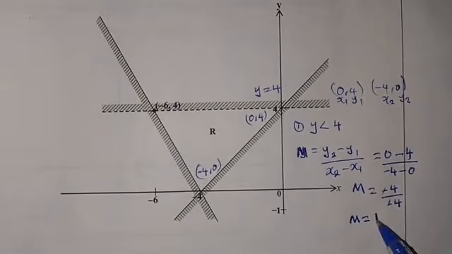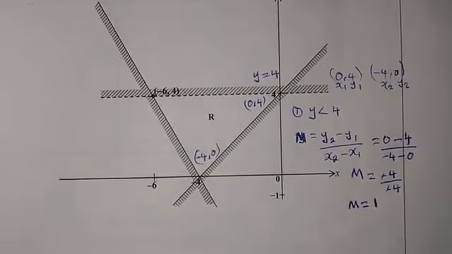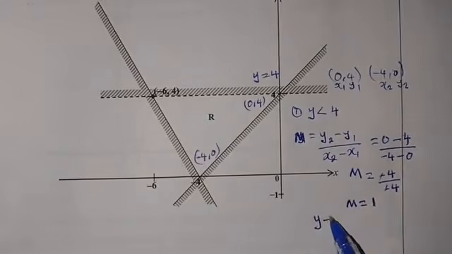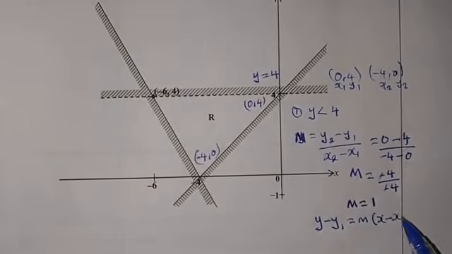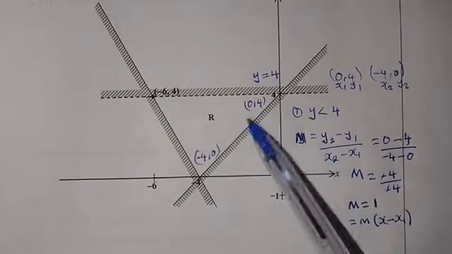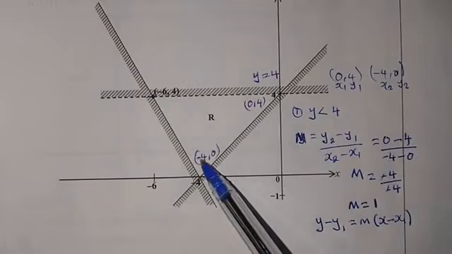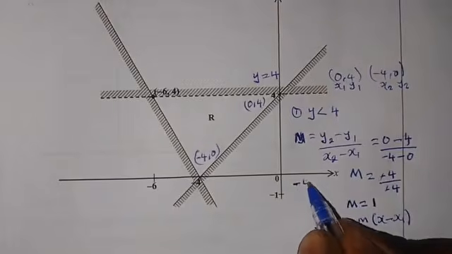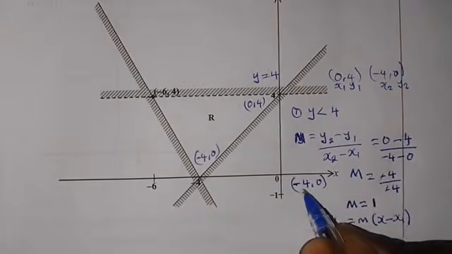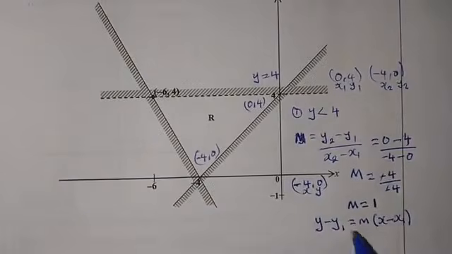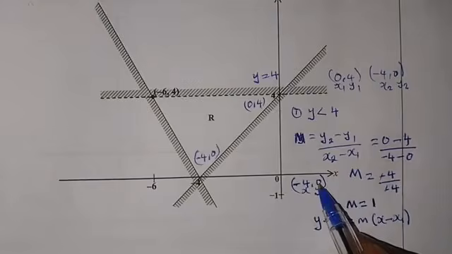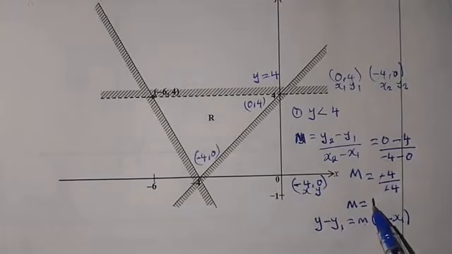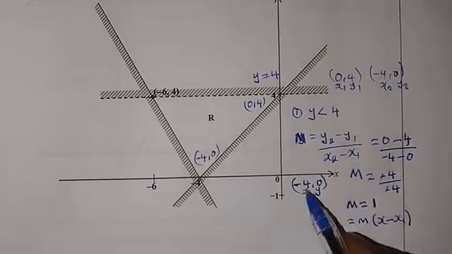Since we have found that the gradient is 1, we can find the equation of this straight line. We can use this formula, y minus y1 is equal to m, open bracket, x minus x1. From these two coordinates, you can pick any. Let's pick (-4, 0). Or if you want, you can pick (0, 4). You still get the same answer. So with (-4, 0), this is x, this is y. Where there is y1, we'll put a 0. Where there is m, we'll put 1, which is the gradient. Where there is x1, we'll put -4.